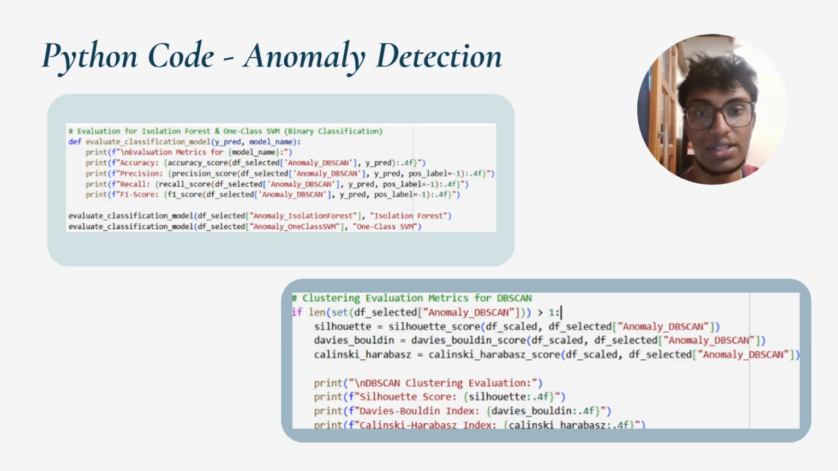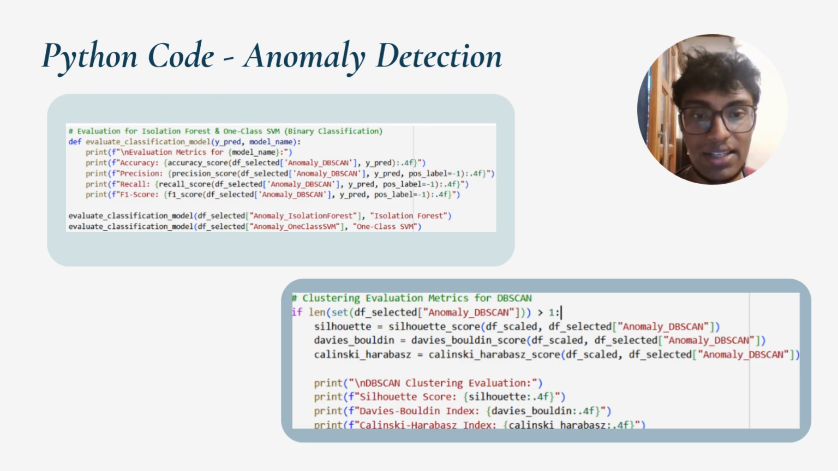Clustering evaluation for DBSCAN. Since DBSCAN is an unsupervised clustering method, traditional classification methods do not apply. Instead, three clustering evaluation methods are used. Silhouette score measures how well clusters are separated. High values indicate better defined clusters. The Davies-Bouldin index evaluates the similarity between clusters. Lower values signify better clustering.